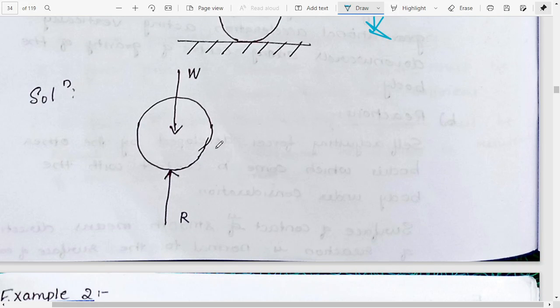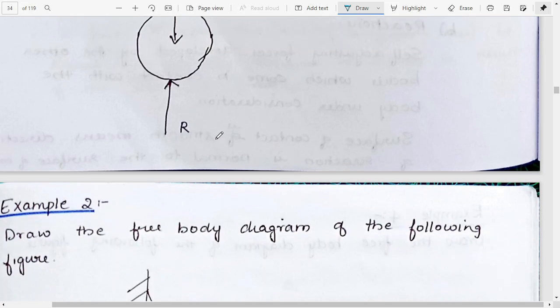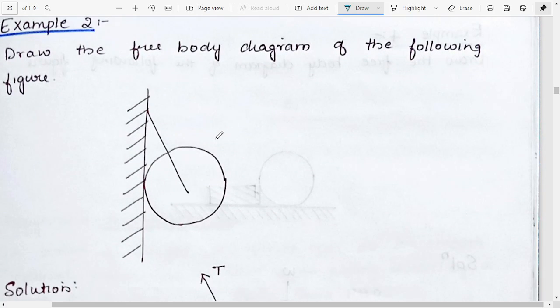So this is the way we are doing a free body diagram. We are just drawing the diagram of the object and the forces acting on it, and the forces which are exerted by it. Now let us move to the second example. Here we need to draw the free body diagram of the following figure.